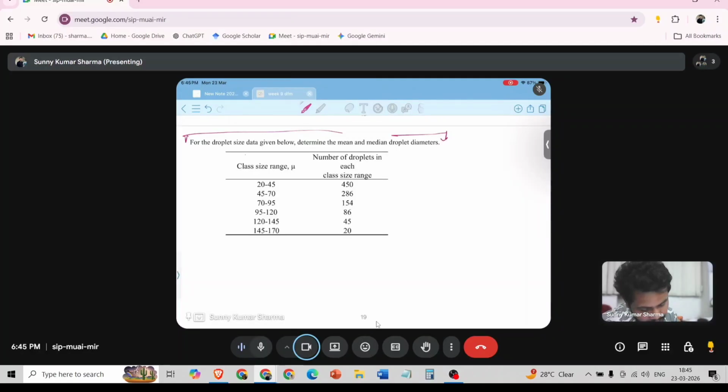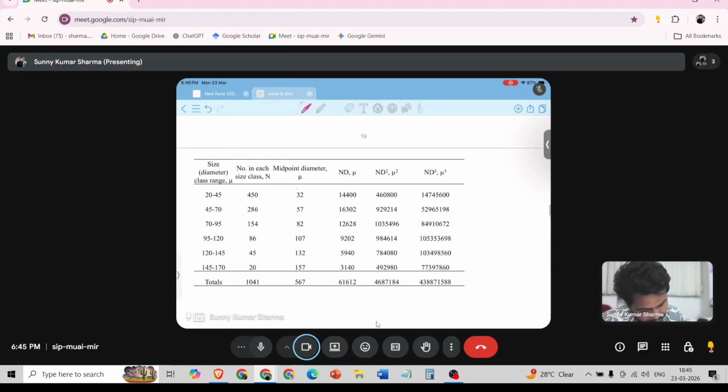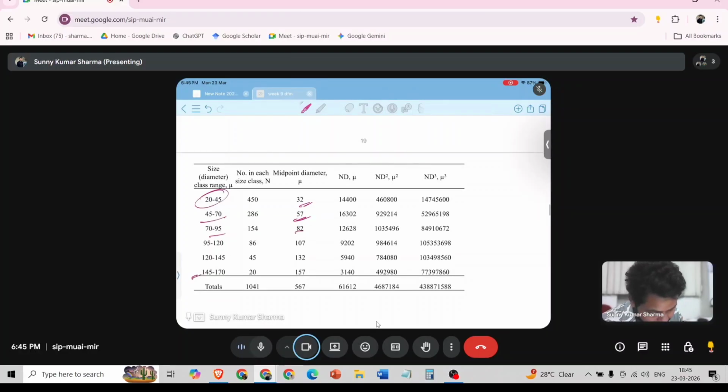For the droplet size data given below, determine the mean and median droplet diameters. For this diameter range, 450 droplets are there. For this diameter range, 286 are there, and for 145 to 170, 20 droplets are there. The midpoint of this diameter range will become 32; you just take the average. So 32 micrometer diameter is for 415 droplets, and 286 droplets have this diameter and 20 droplets have this diameter.